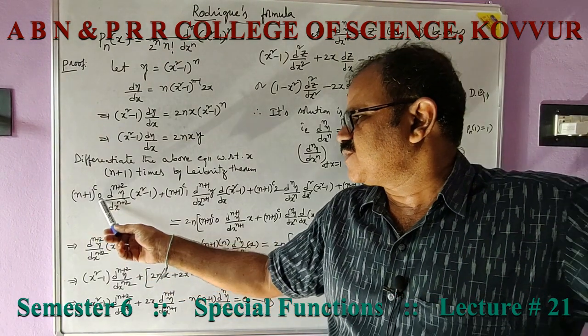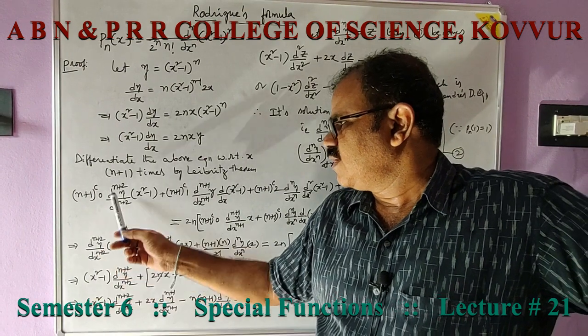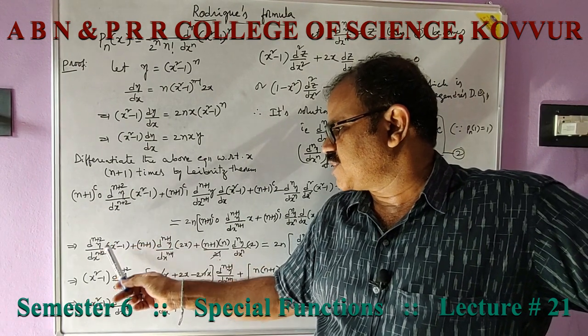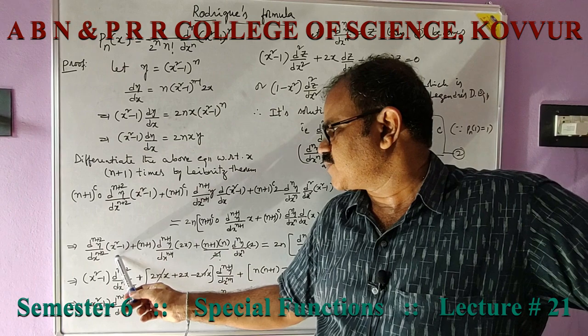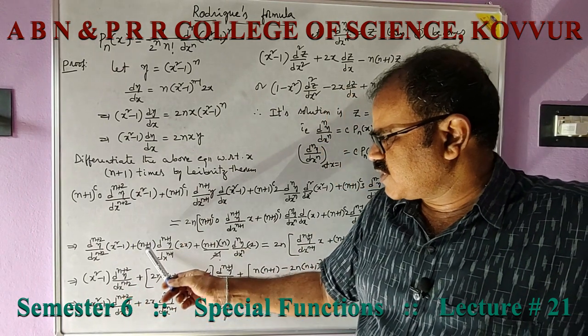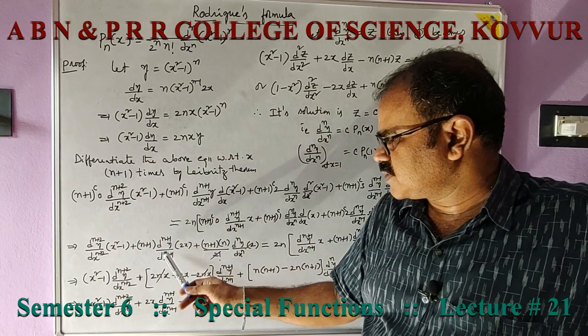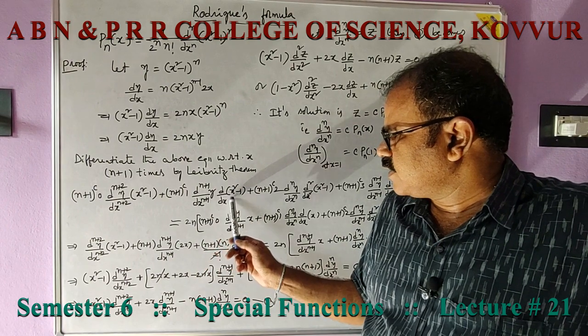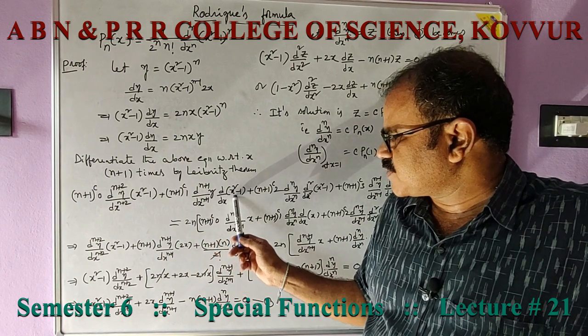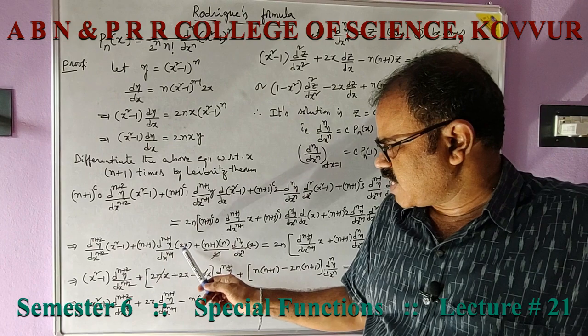This is n plus 1 c0, which is constant, d to the power of n plus 2 y by dx power n plus 2, x square minus 1. n plus 1 c1 is n plus 1, this is the term, and d by dx of x square minus 1, that is 2x.